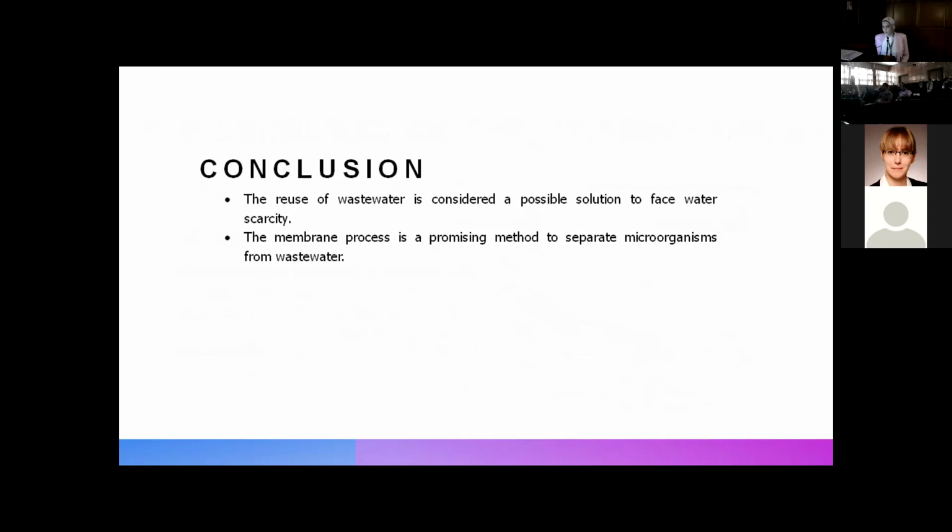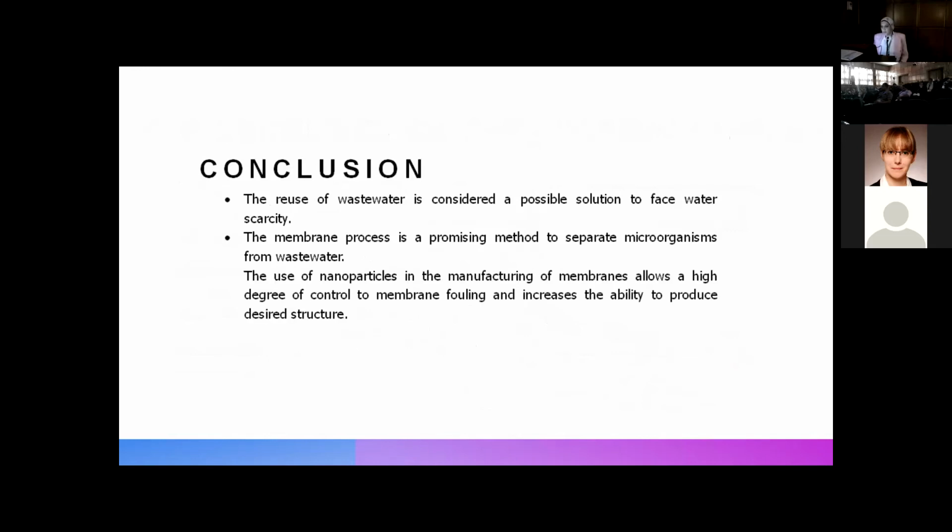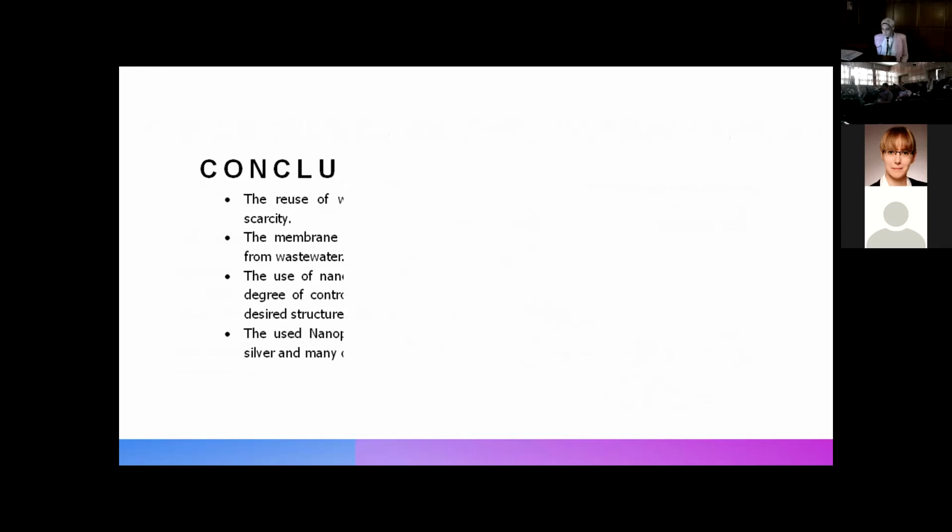So here's the conclusion: the reuse of wastewater is considered a possible solution to water scarcity. The membrane process is a promising method to separate microorganisms from wastewater. The use of nanoparticles in manufacturing of membranes allows control of membrane fouling and increases the ability to produce the desired structure. The nanoparticles that have been used include titanium, alumina, silica, silver, and many others.